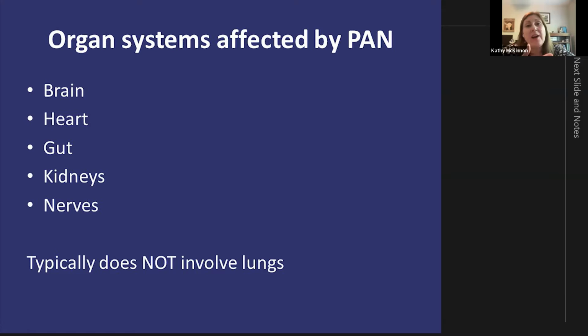And if you think about how your body is wired with the circulatory system and the blood vessels that run throughout, it's not surprising that PAN can affect many different areas of the body. It can affect the brain, the heart, the gut, the kidneys, and the nerves. And as we mentioned before, it typically does not involve the lungs.